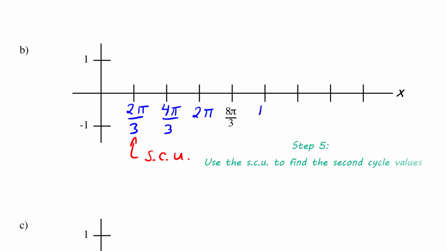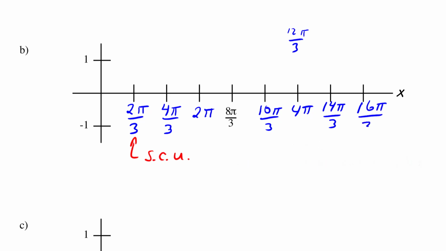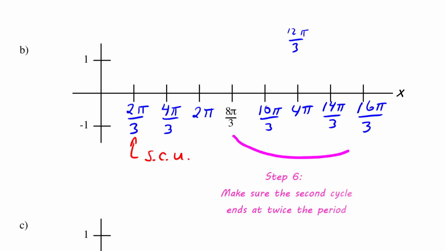Step 5 is to count along the x-axis. We ended the first cycle with 8 pi over 3, and now we count by 2's. 10 pi over 3, 12 pi over 3, 14 pi over 3, 16 pi over 3. And we double check to make sure that the ending value, 16 pi over 3, is twice the period, 8 pi over 3.